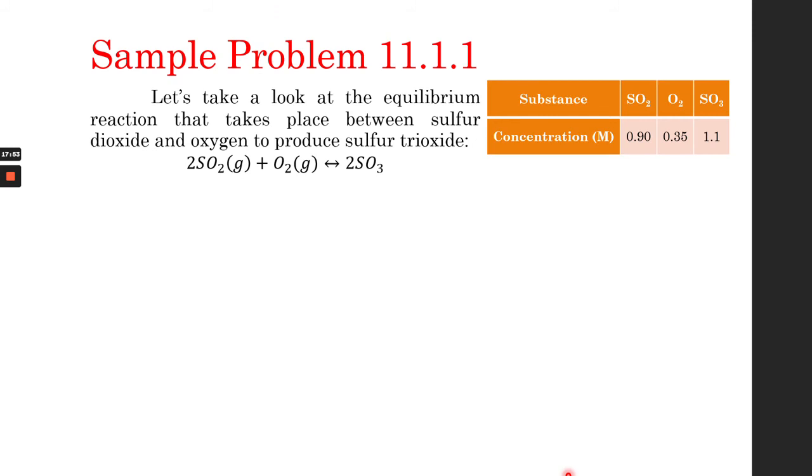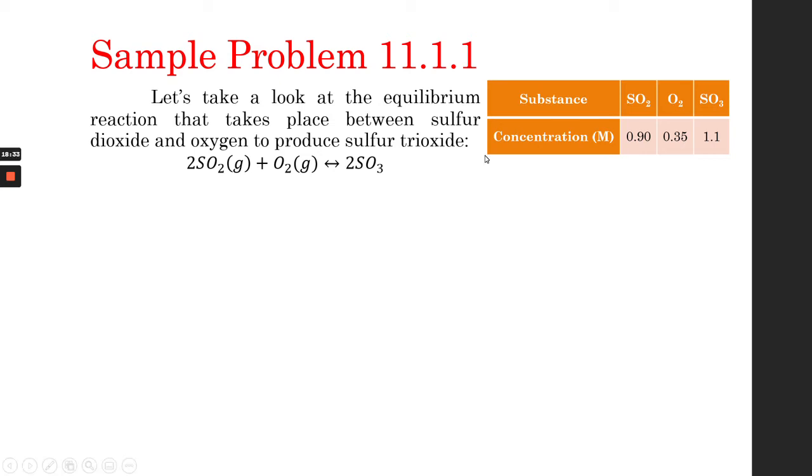Okay, sample problem. Let's take our discussion and apply it to the sample problem. So let's take a look at the equilibrium reaction that takes place between sulfur dioxide and oxygen. So this is our sulfur dioxide, and we have oxygen, and we are creating sulfur trioxide. Let me use my pen. Okay, so this is basically what we have, and this reaction is happening at some temperature T.